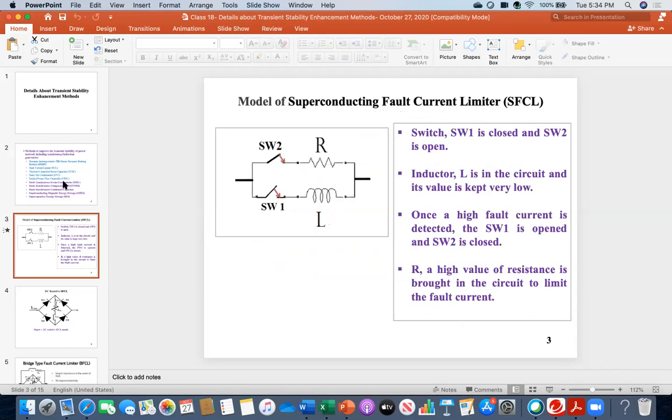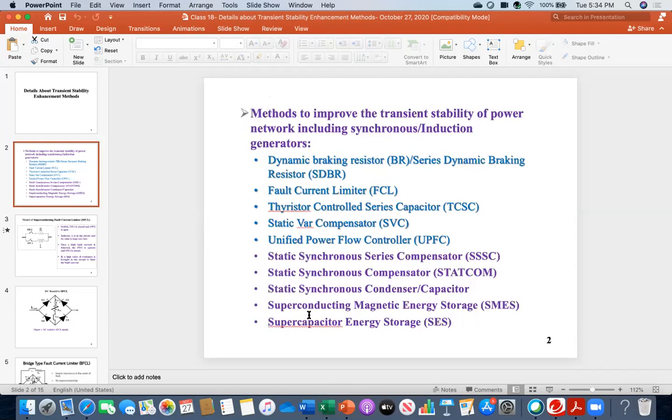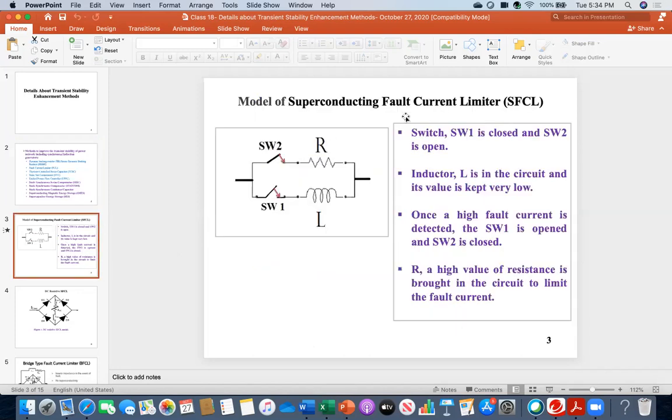For example, among energy storage there is superconducting magnetic energy storage. Similarly, there is the fault current limiter, called the superconducting fault current limiter. This is basically a coil, a conductor that works in superconducting mode. At first, don't look at this diagram. This is not the realistic diagram. This is for simulation purposes.